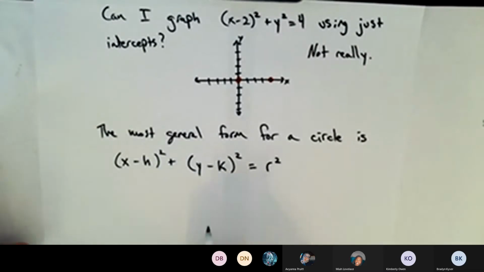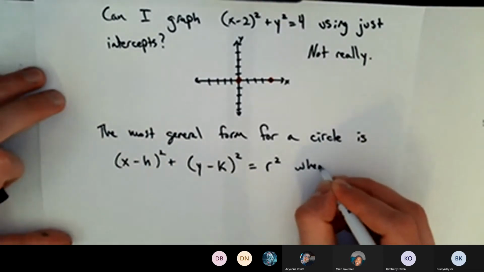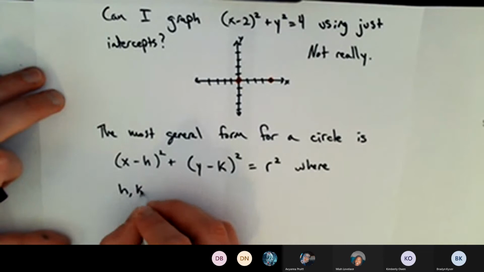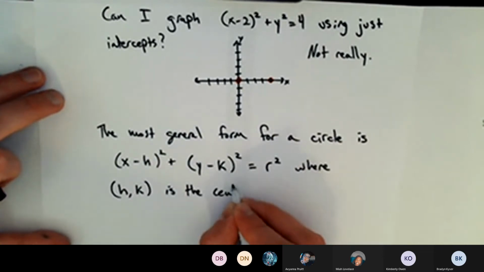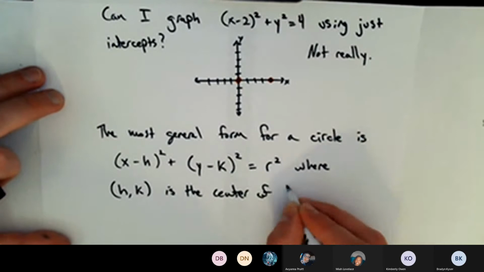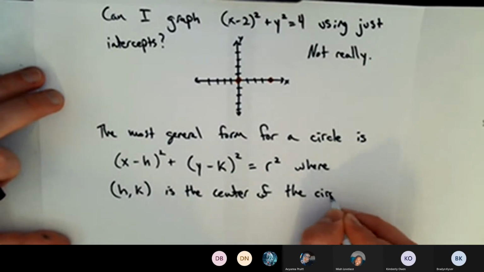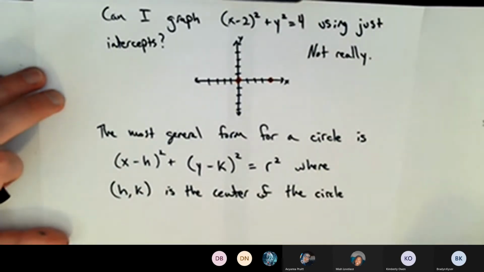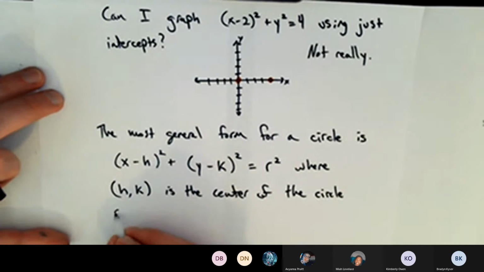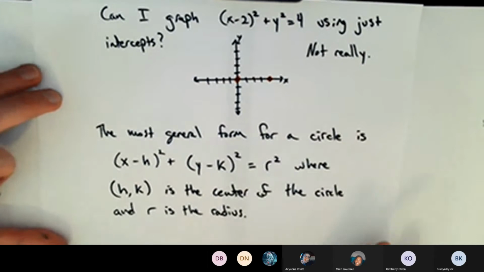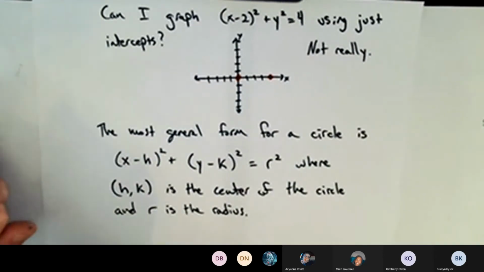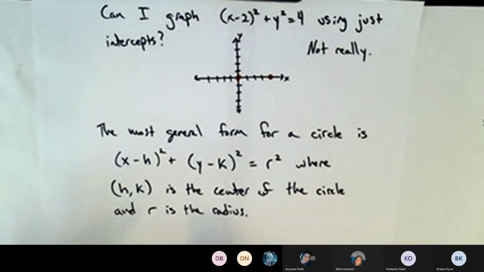So I've got to tell you what these letters are, where (h, k) is the center of the circle, and r is the radius. Those are going to be the things that we really need to graph a circle.